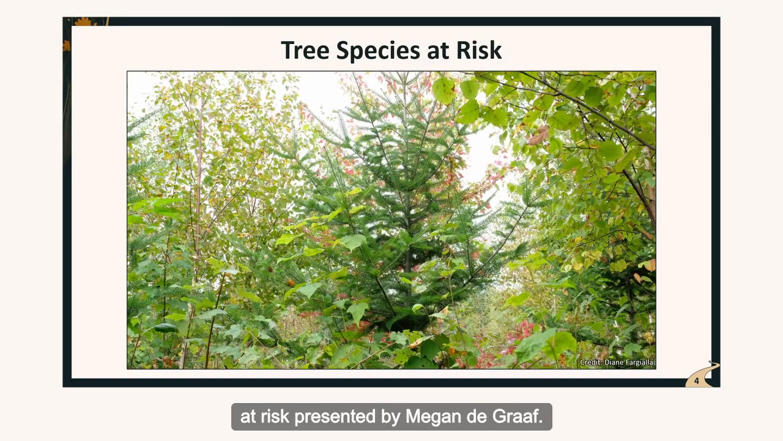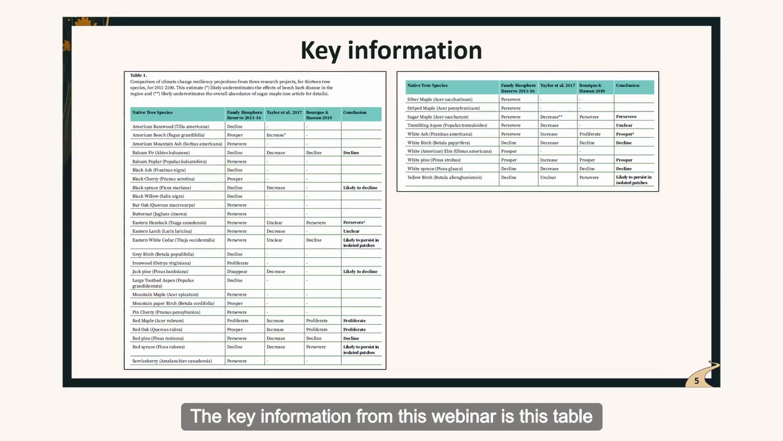And speaking of these risks, let's now go over the key information and tips shared throughout this series of webinars. Let's start with the tree species at risk presented by Megan de Graaf. The picture you see on the screen was taken in Windsor. It shows the provincial tree of Nouveau-Brunswick, balsam fir. Unfortunately, it is a tree species at risk. The key information from this webinar is this table that can be very useful for managing the woodlot. It presents the tree species of the Wabanaki Acadian forest and their future potential. This table is also available in French.